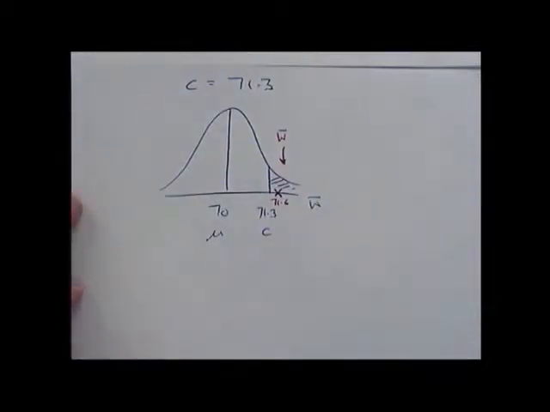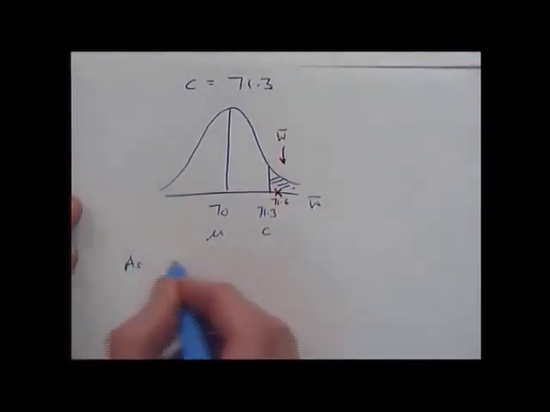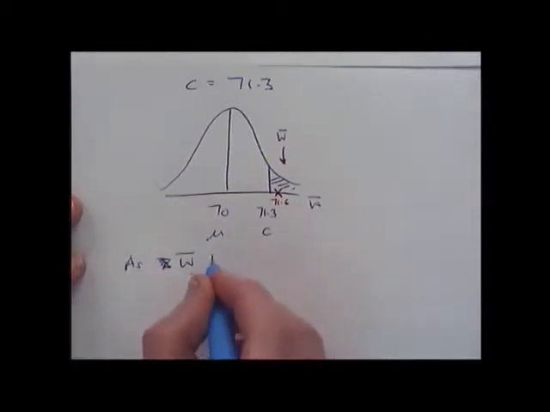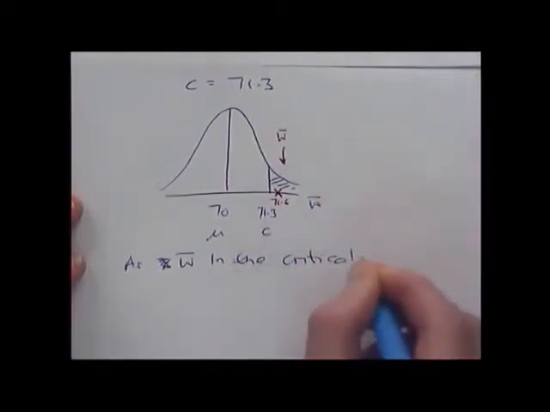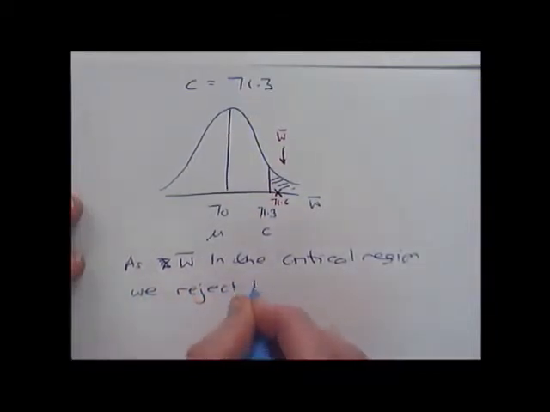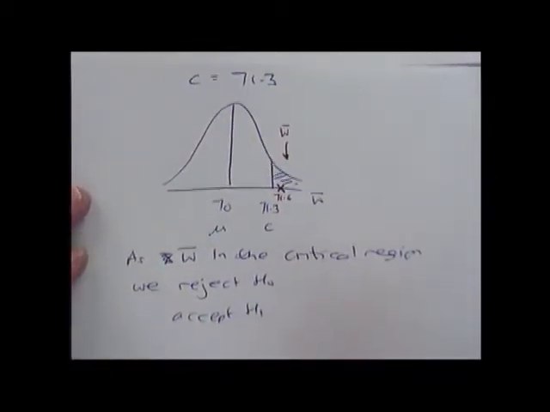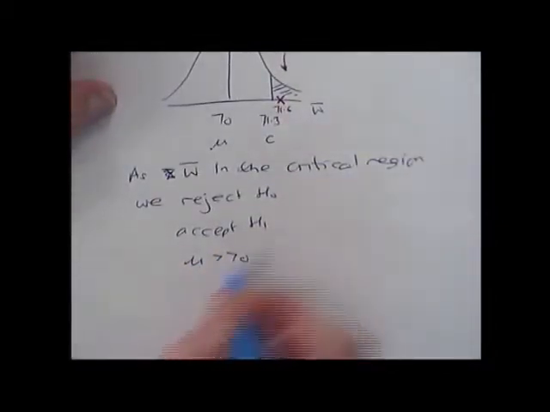H1 is accepted, H0 is rejected. Yeah, you actually normally say it the other way around, okay? So because our test statistic, as W bar, was in the critical region, this leads us to reject H0, which gives us no option but to accept H1, which is that mu is greater than 70.